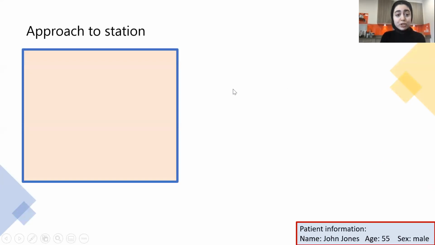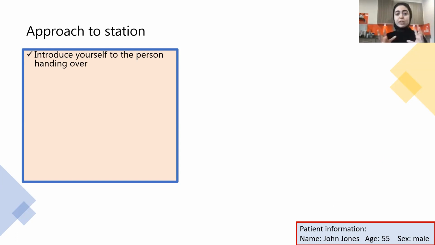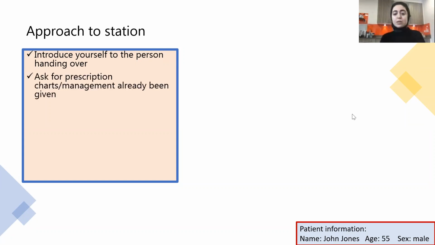Your approach to the station is important because you can walk in confidently and introduce yourself to the person who's handing over. You can say something like, hello, my name is Fatima Hidayat. I'm one of the doctors on the ward, and you've asked me to see one of your patients. That person or the examiner will give you the handover. Here they've told us that our patient's name is John Jones, age 55, sex male.